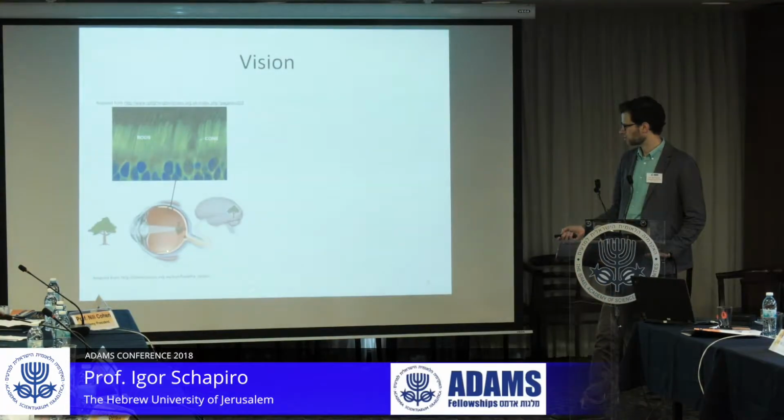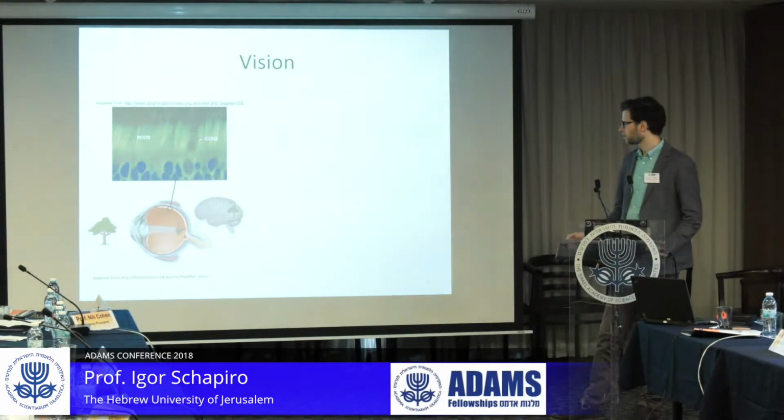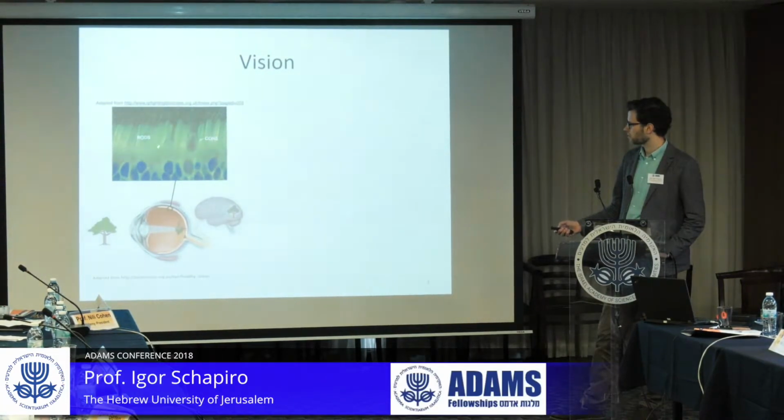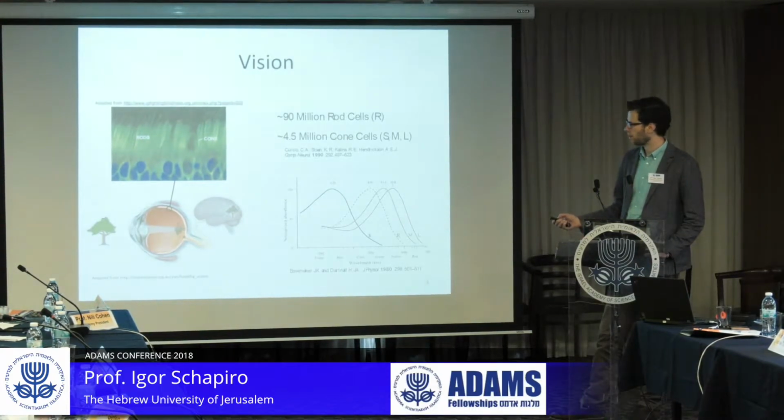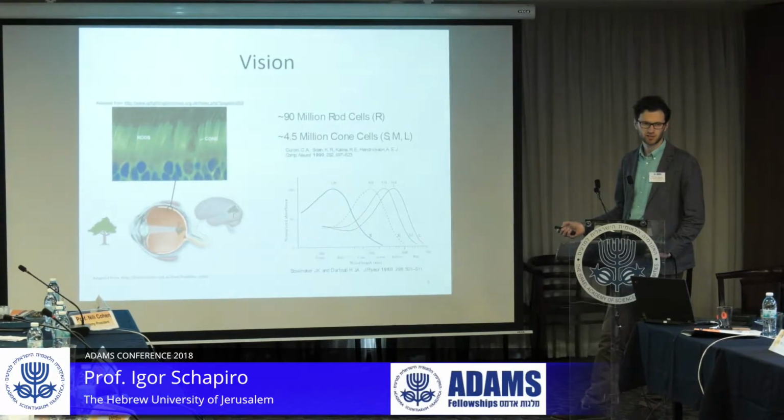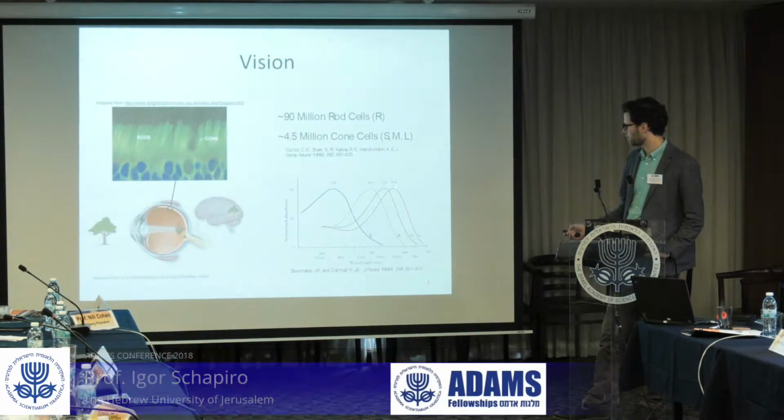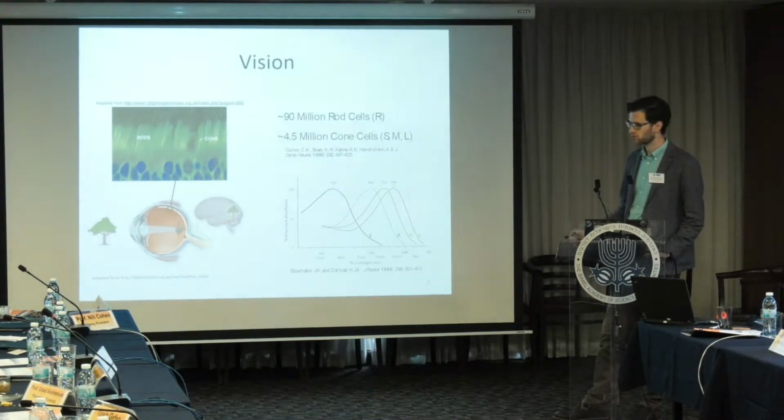The backside is called the so-called retina, and it has two types of cells. If we zoom in into the retina, we'll see we have, on the one hand, rod cells, which have this elongated shape, and we have cone cells. So now, in one eye, we have 90 million rod cells, and we have 4.5 million cone cells. And they come in 3 different flavors. So the cone cells absorb blue, green, and red light. This is the so-called absorption spectrum.